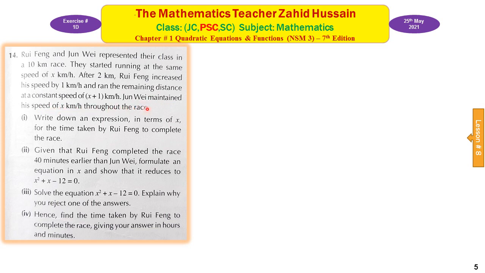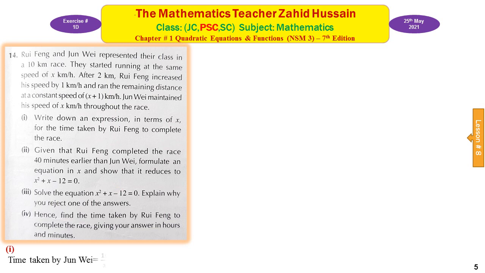So there are two students, Jan Wei and Rui Feng. Jan Wei completed the race of 10 kilometer with the constant speed of x kilometer per hour, but Rui Feng completed 10 kilometer with two different speeds. For the first 2 kilometers she ran with x kilometer per hour, and for the last 8 kilometer she ran with x plus 1 kilometer per hour. So we will find the time expression for time taken by both these two students.